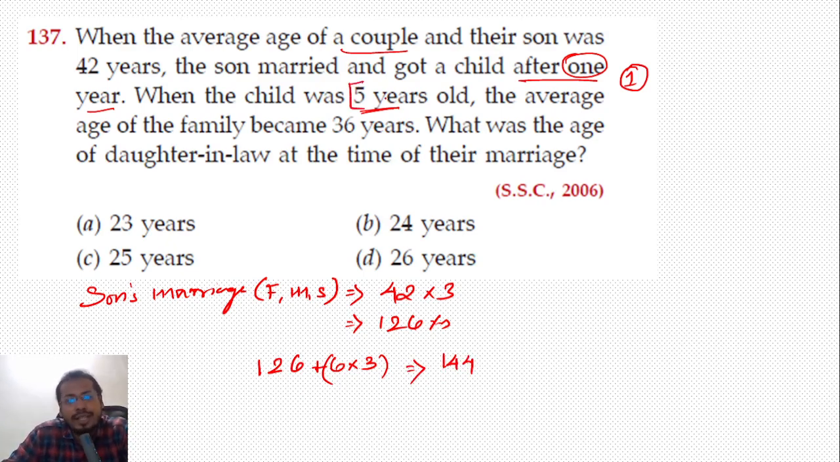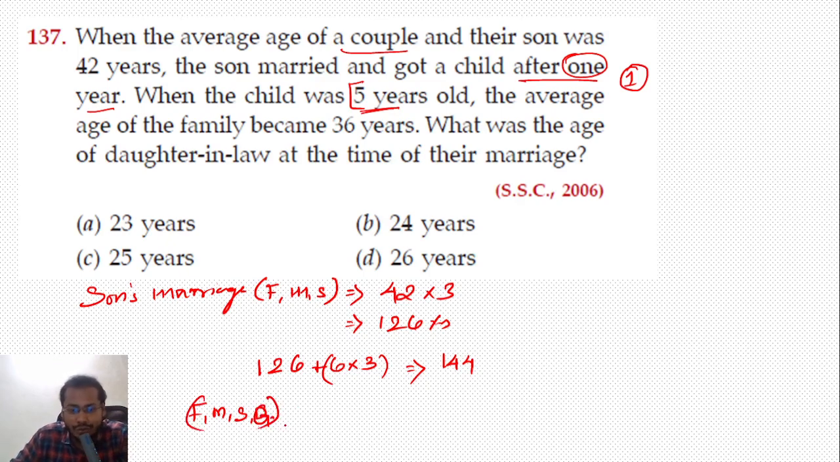Now I got one more data, that is the child's age was 5. Now let's add the child also. Okay, now I'm going to add the child also. So father, mother, son and son's child, daughter, okay, grandson, let's take grandson.